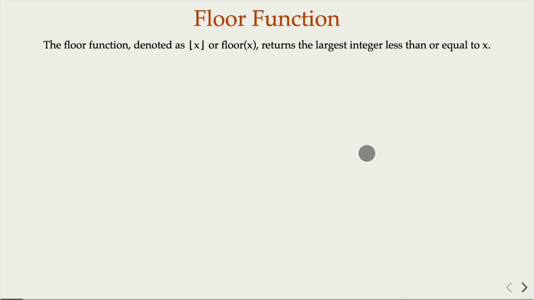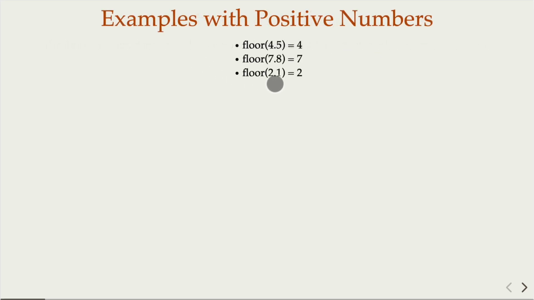By definition, the floor function here is the largest integer less than or equal to x. So when x is an integer, the floor function is itself. When x is non-integer, then we're going to remove the fraction part. The value really depends on whether x is positive or negative. For a positive number, we simply truncate the fraction, right? So for 7.8, the floor will be 7, and for 2.1, the floor will be 2.